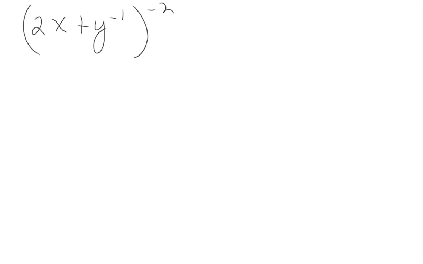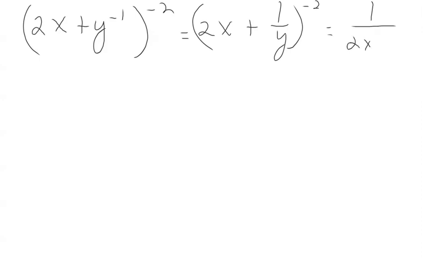So I'm going to do this in steps, because if you try to do too many at once, it can not look good at first. So this first becomes, my eraser keeps kicking on, 2x plus 1 over y to the negative 2, which then equals 1 over 2x plus 1 over y squared, because this negative moves everything to the bottom.